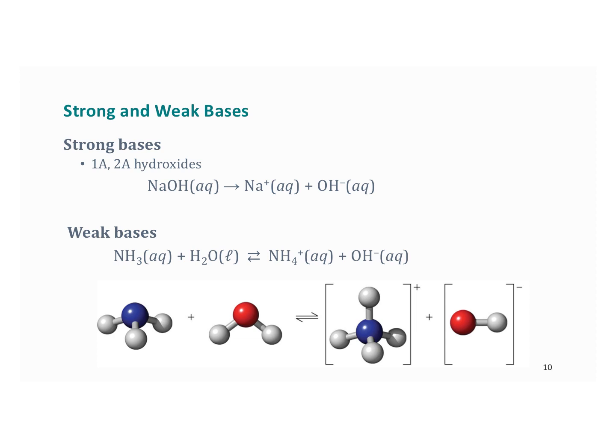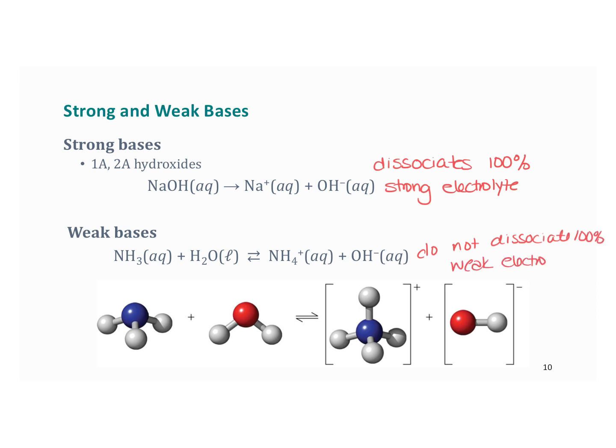Now, we can also have strong bases and weak bases. Strong bases are group 1 and 2 metals with hydroxide. Sodium hydroxide is a strong base. It dissociates 100%. And so it is a strong electrolyte. Weak bases do not dissociate 100%, just like weak acids. They are also weak electrolytes.